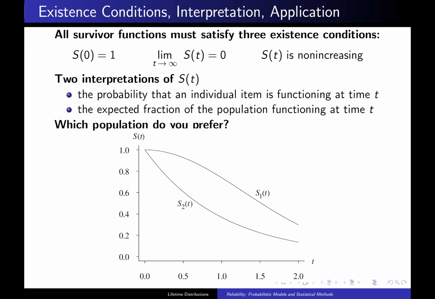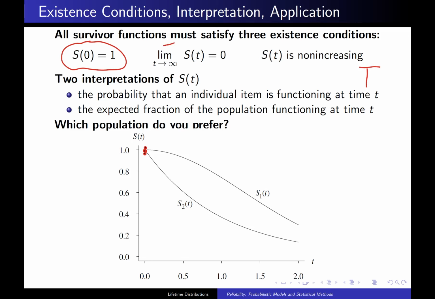All survivor functions have to satisfy the following three existence conditions. The first condition is S of 0 is equal to 1. That is to say that the survivor function starts out at 1. So a brand new item is assumed to be an operating item and it fails at some random time T out in the future, and S of t captures its distribution.